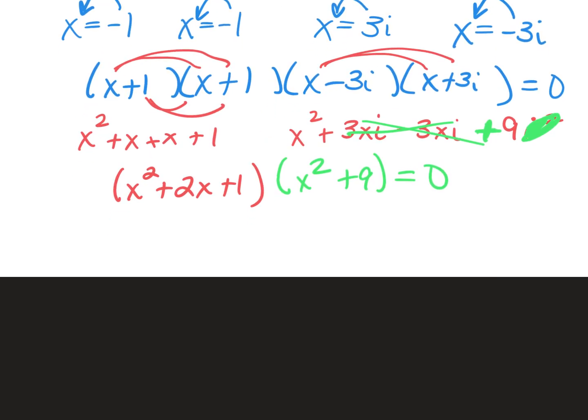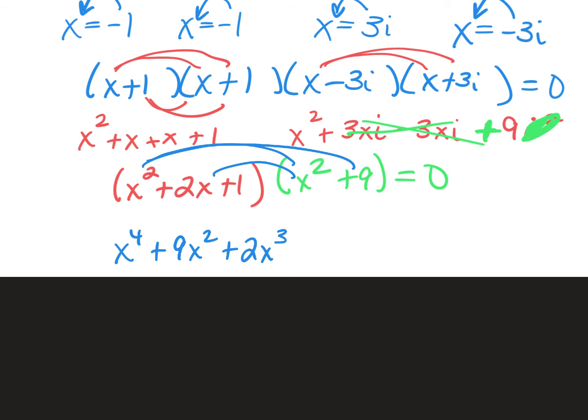So now we just FOIL one more time. x squared times x squared is x to the fourth. x squared times 9 is 9x squared. Good. 2x times x squared is plus 2x cubed. 2x times 9 is 18x. 1 times x squared is x squared. And 1 times 9 is 9 equals 0.